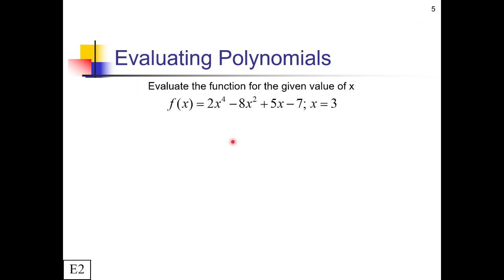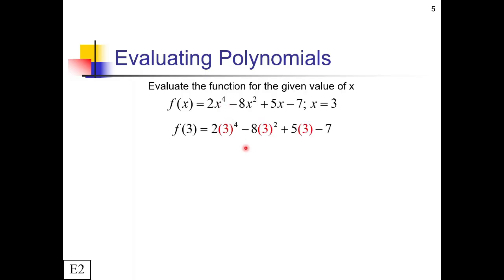For our next example, we're just going to be evaluating this f of x polynomial given the value x equals 3. Basically, all this involves is just plugging 3 in for all the x's and then using PEMDAS to sort it out. So pause the video and let's see what you get. All right, so plugging 3 into all of these.